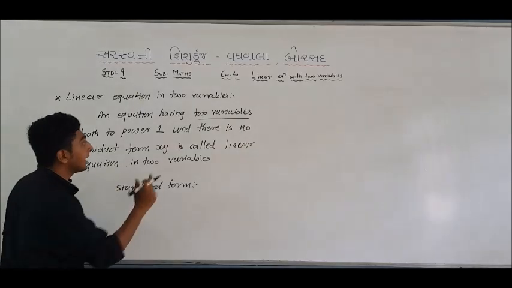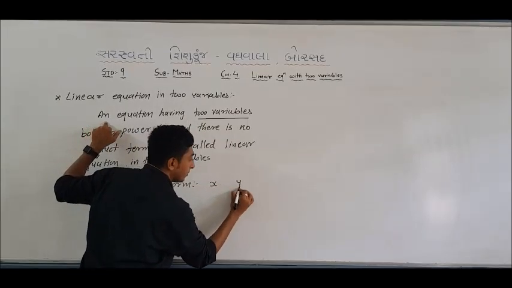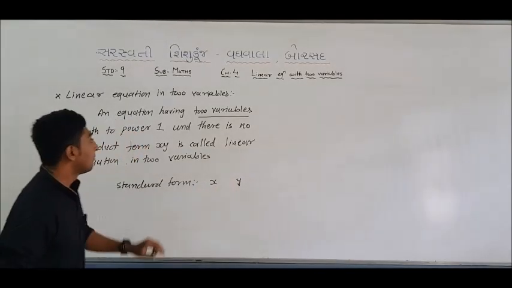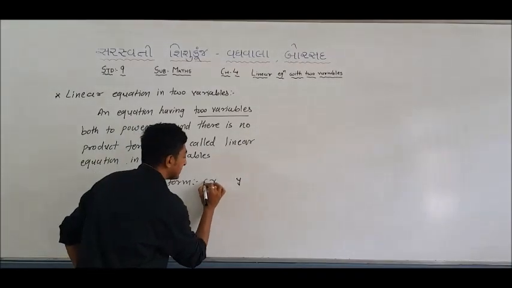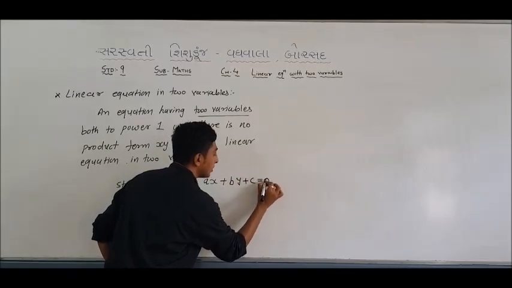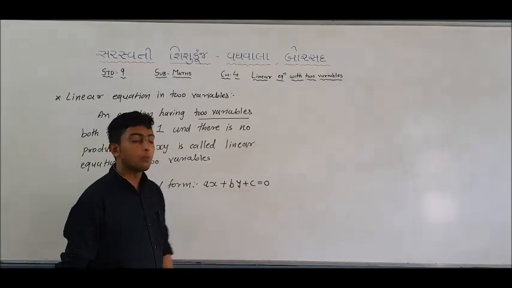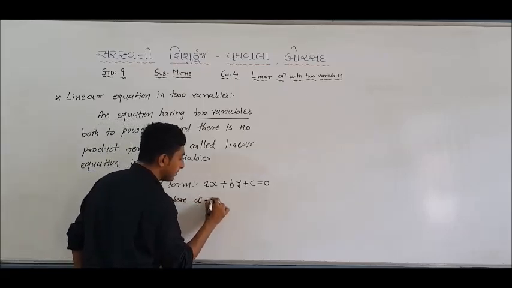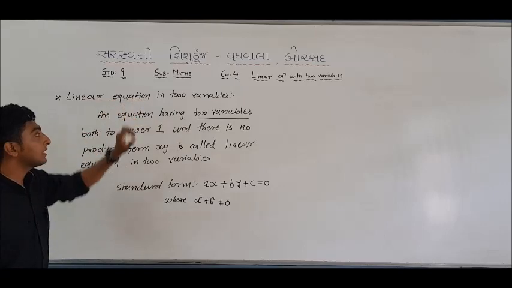So what is the standard form? Let us see. First of all, there are two variables, I can put x and y. Both have power 1 and there is no product term. That means we cannot take the product term xy. So I can say ax plus by plus c equal to 0. This is the standard form, ax plus by plus c equal to 0, where a square plus b square is not equal to 0. So this is the linear equation in two variables.